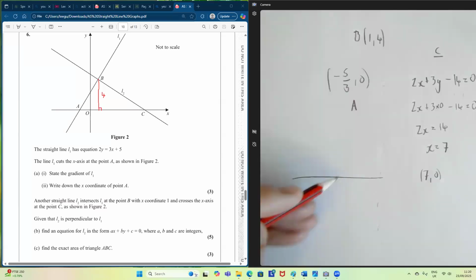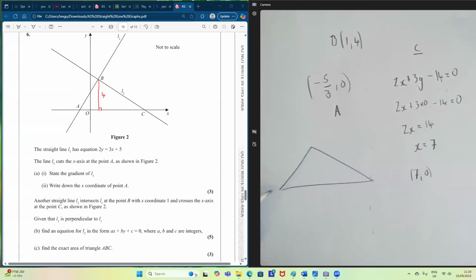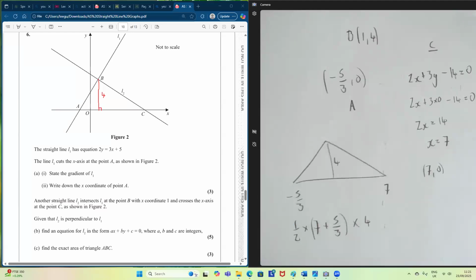So therefore we now have everything that we need in order to find the area of the triangle, because we have minus 5 over 3 here, we have 7 there, and we have a height of 4. So we're in a position now to do what we need to do. We're going to say this is 7 add 5 over 3, which is the length of our base, times our height, which is 4, and then the whole thing is going to be a half, because the area of a triangle is a half base times height. So that gives us our expression for the area.